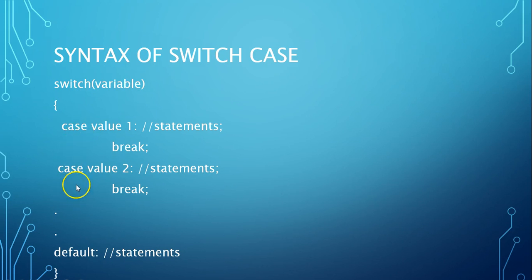So these case statements correspond to each value of the variable that you are checking. So now what happens over here is that the variable value will be compared with the value that you have mentioned in case 1. If this value matches the value which is there in the variable, then the statements corresponding to that will be executed, and there has to be a break after every case.